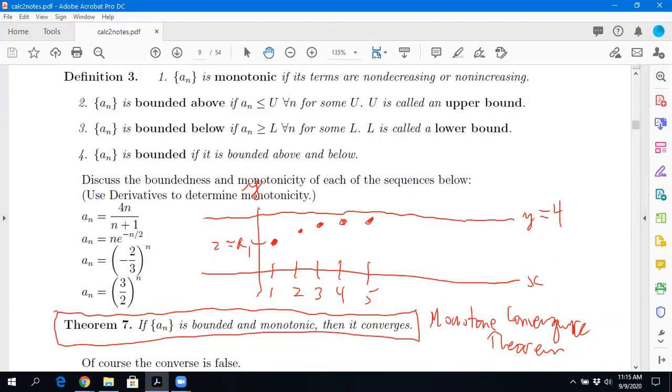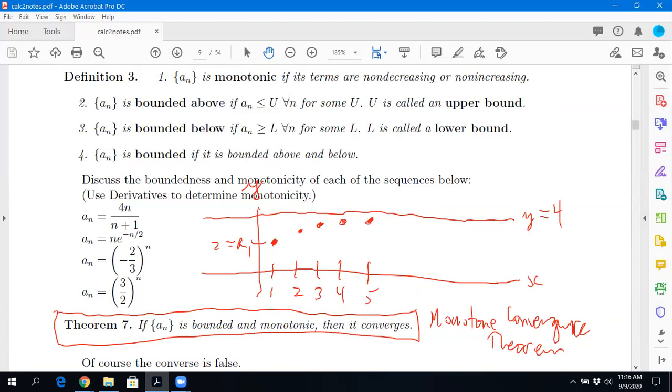So for instance, if the sequence is increasing and bounded on which side? Above, the sequence necessarily converges, yes? If the sequence is decreasing and is bounded below, the sequence necessarily converges. Do you see what I'm saying here? Okay? All right. Hopefully that kind of makes sense.